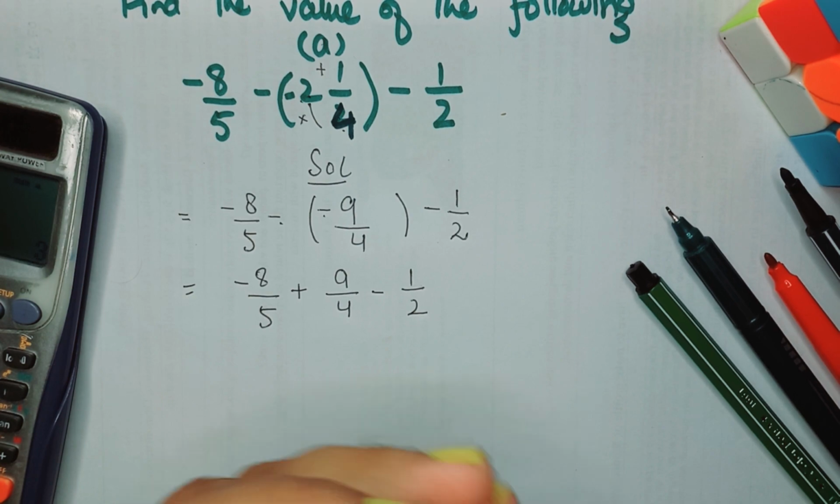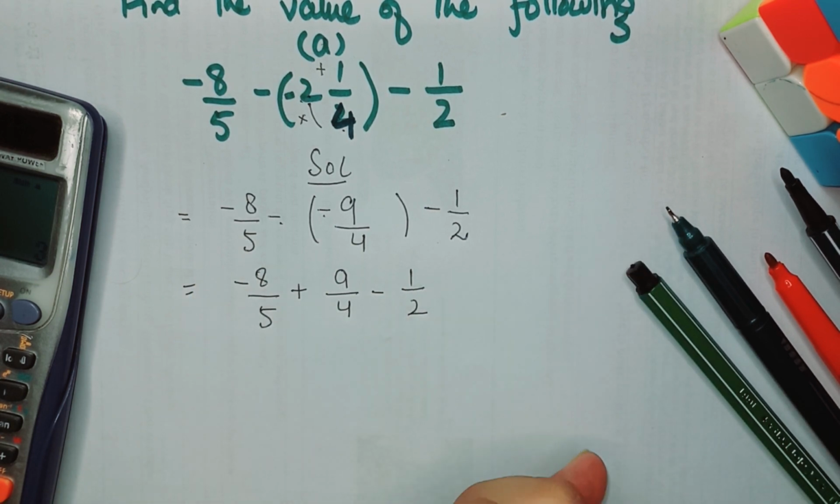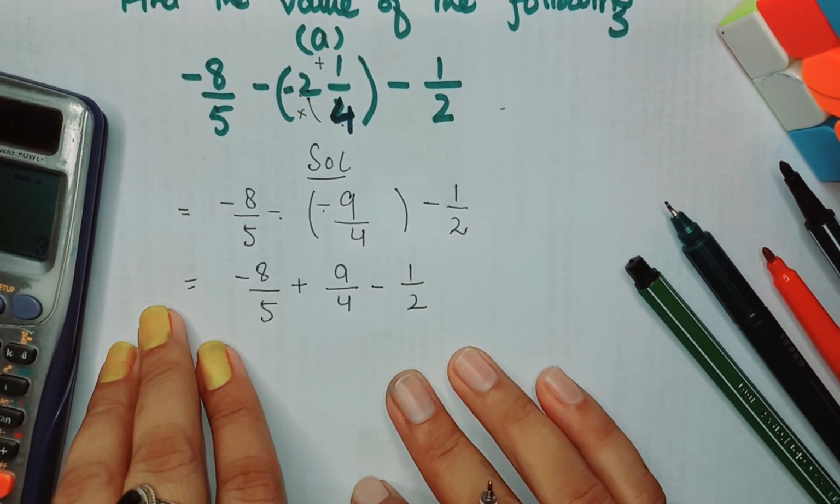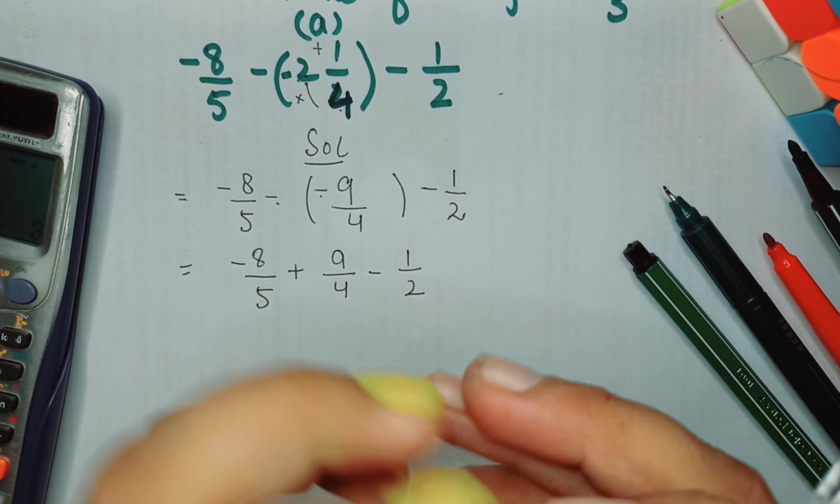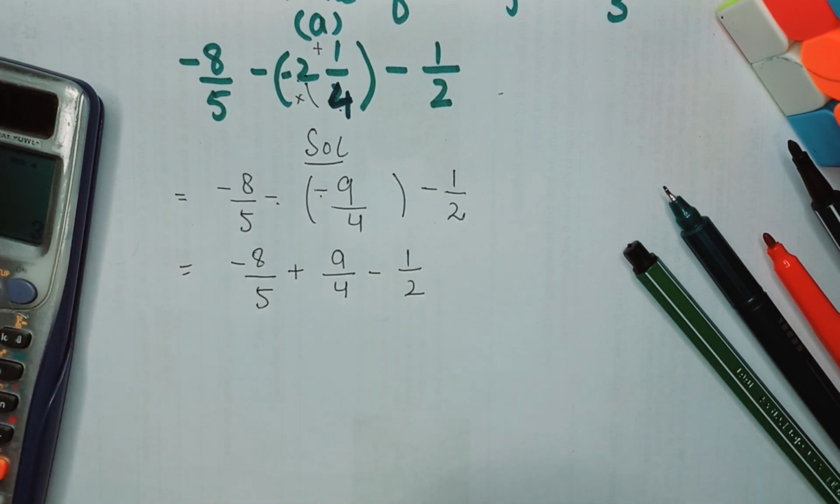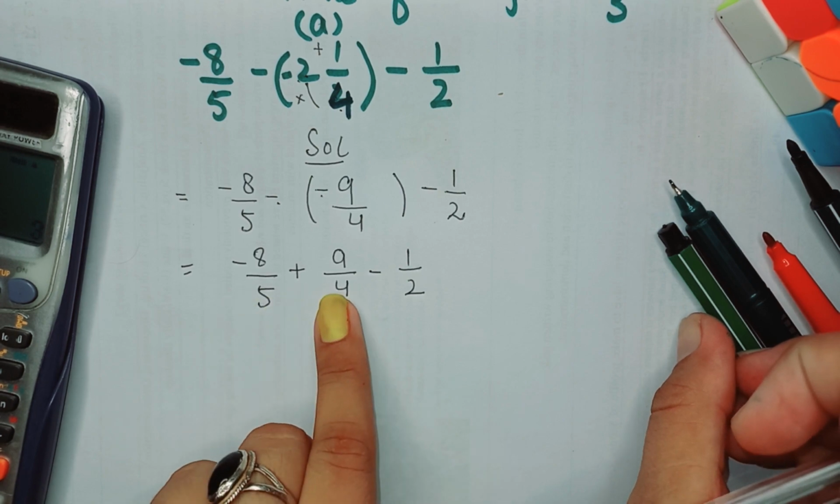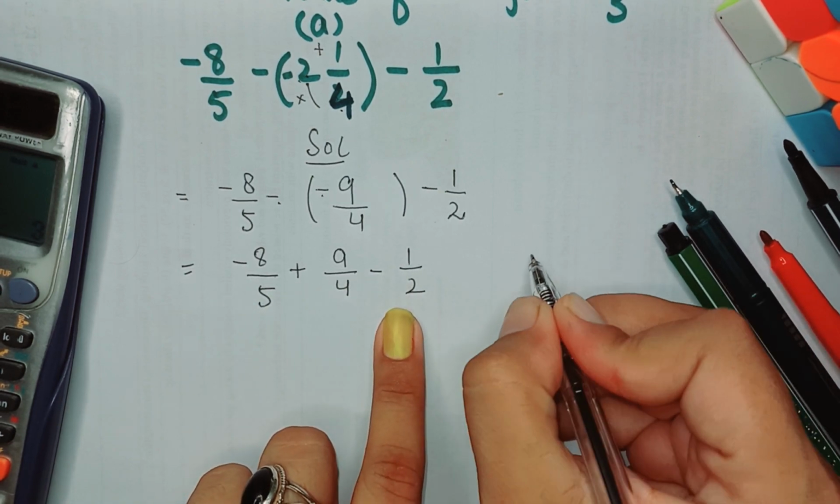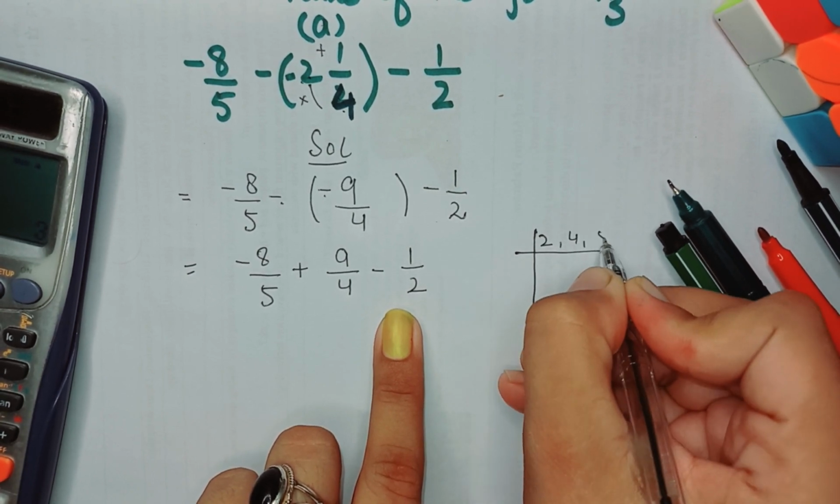Dear students, for adding and subtracting fractions, you have to make the denominator the same first. So how can we make the denominator the same? I mean to say, we have to find the equivalent fractions. Now in the denominator you have 5, 4 and 2. So we have to take the LCM of 2, 4 and 5.